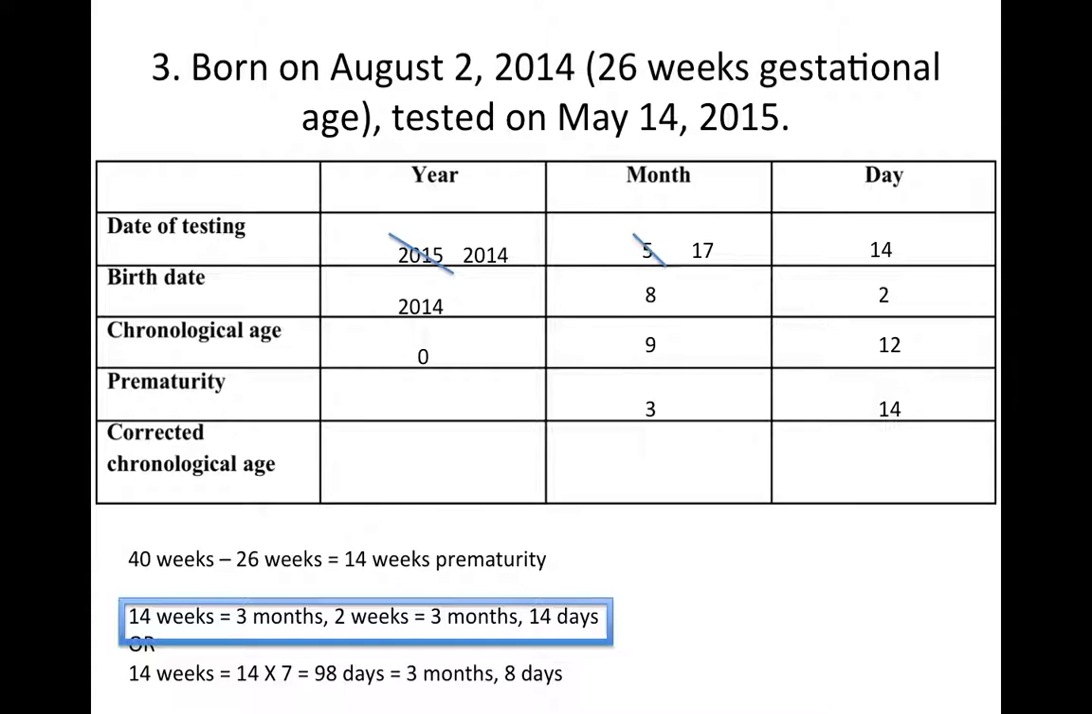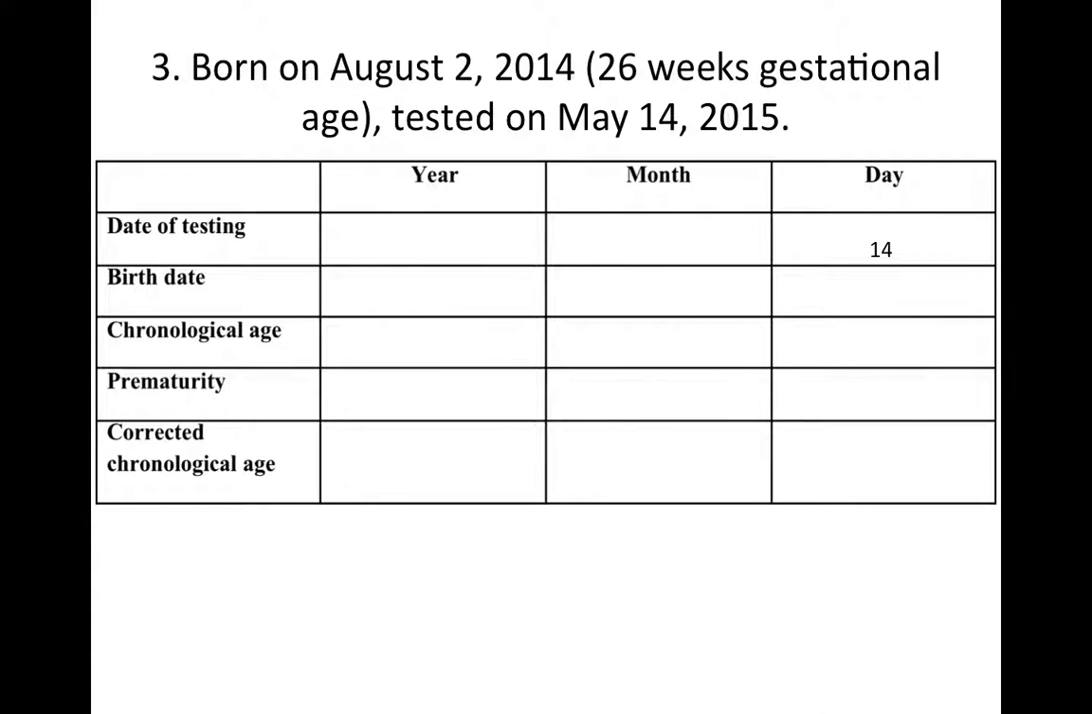So then we enter the 3 months, 14 days, and we need to borrow from the months. So we have 8 months now, and then we add 30 onto 12, which is 42. We can subtract 42 minus 14 equals 28, and 8 minus 3 equals 5. So our corrected age is 5 months and 28 days using this method.